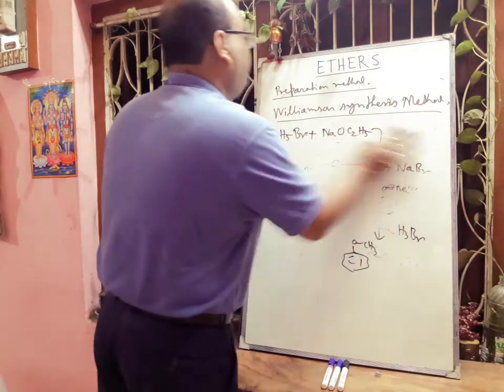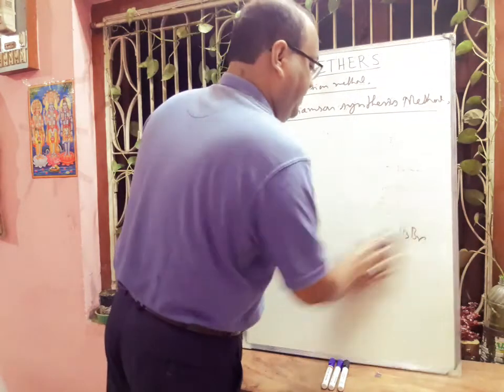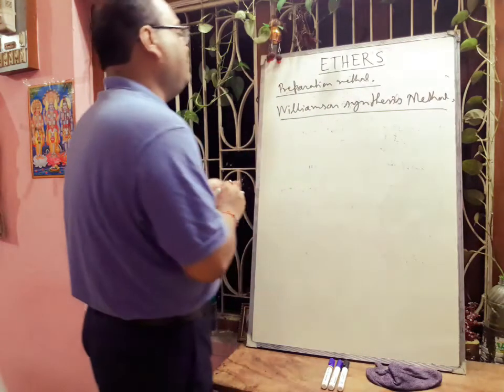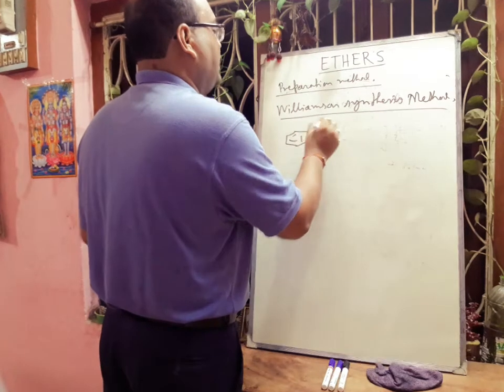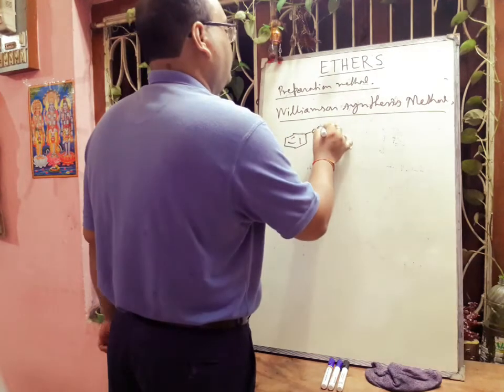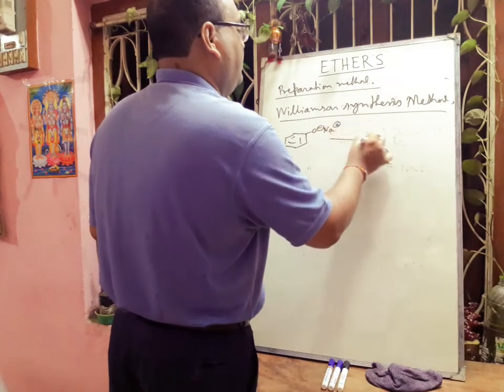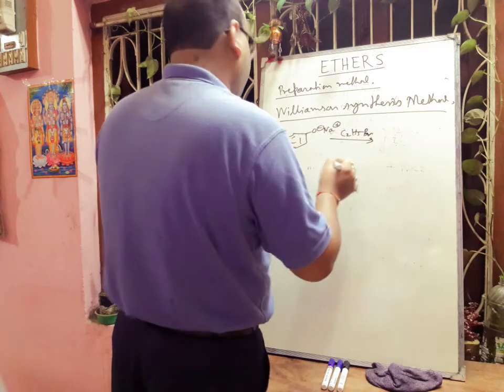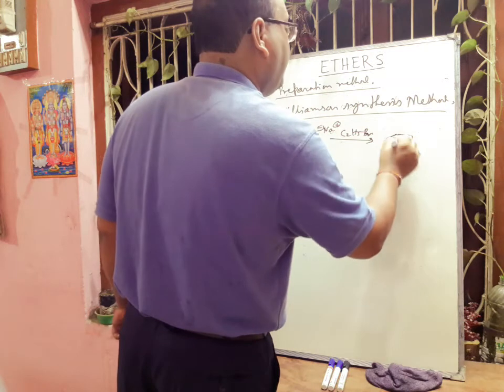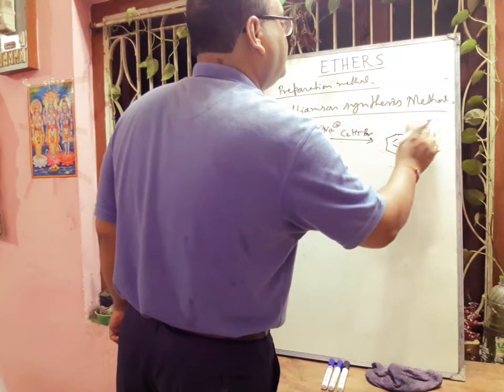And if we want to prepare phenetole, then with the same starting material, we have to take O minus Na plus, and if we give C2H5Br, that will produce phenetole.